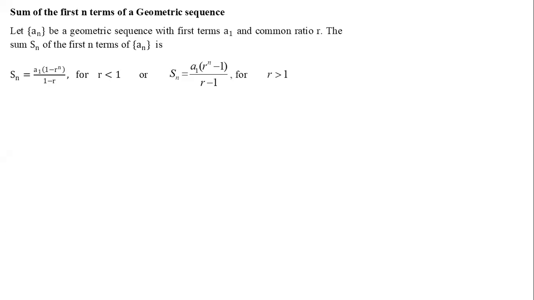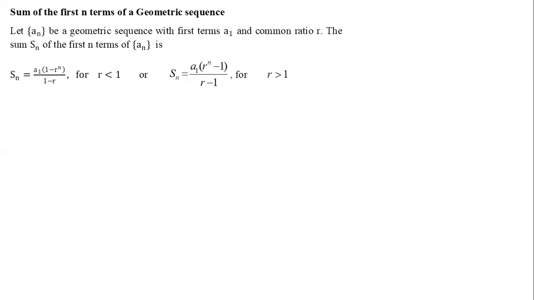Now, if your common ratio is less than 1, then the sum of the geometric sequence will be the first term times 1 minus the common ratio raised to the power of the number of terms, divided by 1 minus r. But if the common ratio is greater than 1, then you have the first term multiplied by the common ratio raised to the power of the number of terms minus 1, divided by r minus 1. Look at the difference. Don't mistake it. If it is less than 1, then 1 will come first. But if it is greater than 1, then r will come first. Do you see it? Yes, ma'am. That is how to find the sum of a geometric sequence.